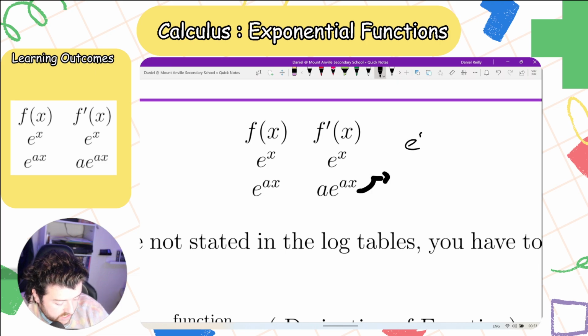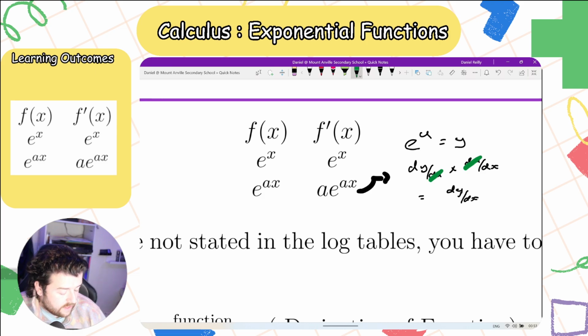So we have something like y equals e to the u. I'm going to differentiate this function with respect to u, then find the derivative of u with respect to x, and that will give me my dy/dx. They go on top of each other. So I need to find the derivative of my power.